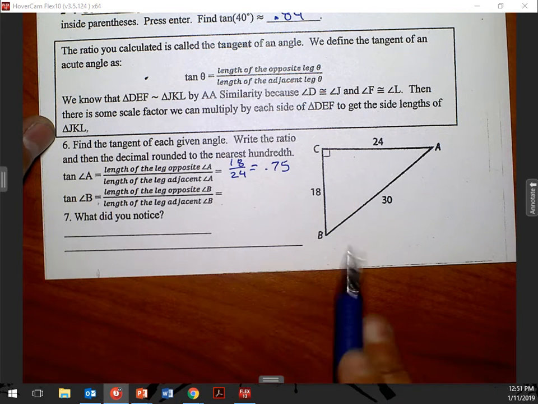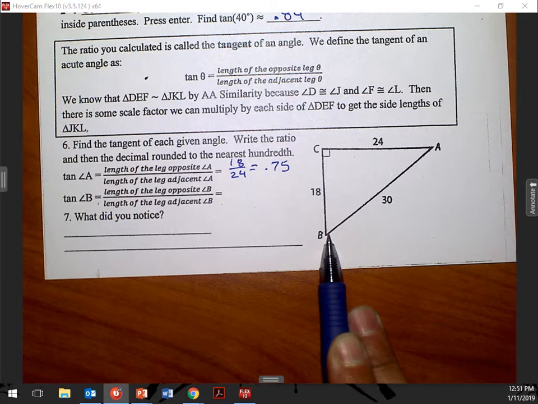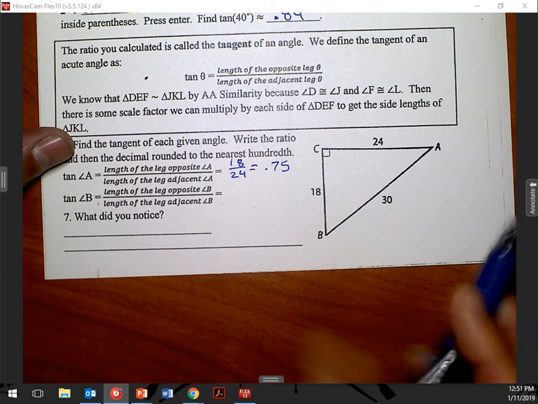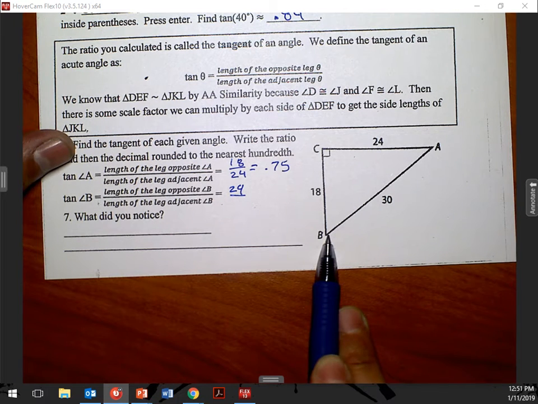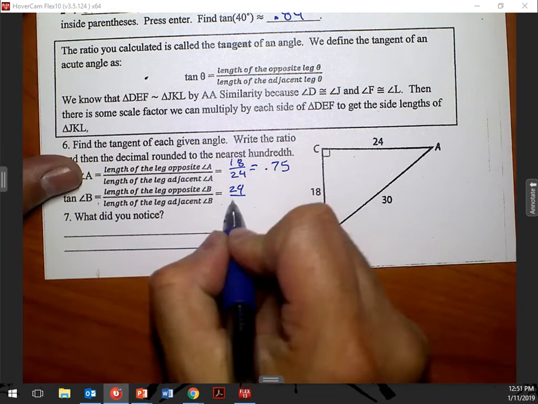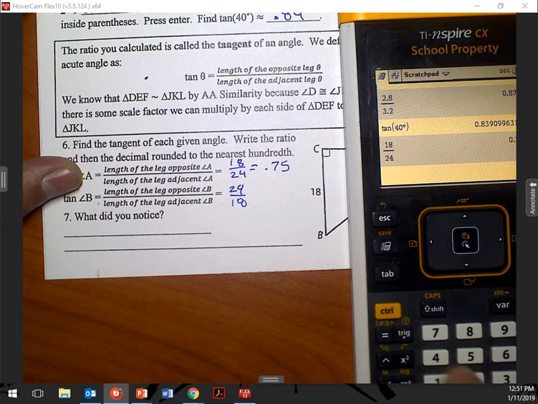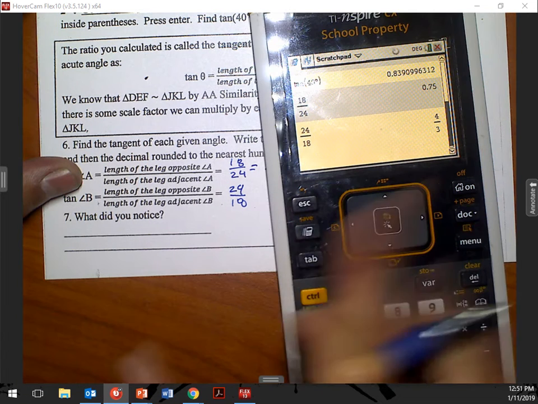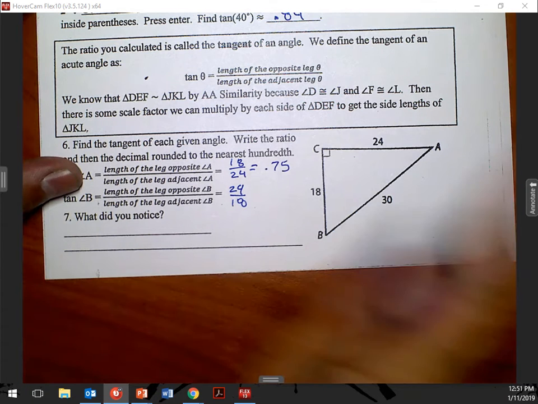Tangent of B. Here's B now. B is my reference angle. What is opposite of B? 24, very good. So 24 over, what is adjacent to B? 18. Let's do our decimal. 4 over 3, which is Control Divide. 1.3 repeating.